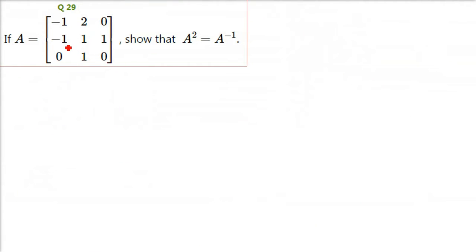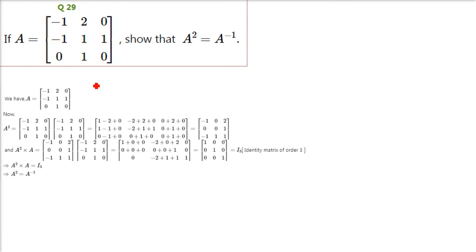In this question, we have already seen a question like this: A cube equals A inverse. So first of all, we have to compute A squared. You take A, multiply it with A, so there will be a matrix multiplication. Once you are done with that, you multiply A squared again with A and show that whatever result is there, the result will be the identity matrix.